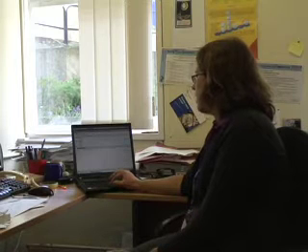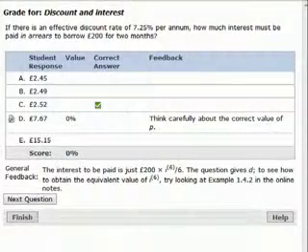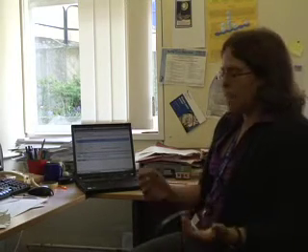On the other hand, if, for example, they've chosen the answer £7.67, then the feedback they get is to think carefully about the correct value of P, which in this case is related to how frequently the interest is paid. So sometimes I give them slightly obtuse feedback like this. I don't simply say, you're wrong, P here is 6, not P is 2, but I get them to think about what the value should be and why they might be wrong.